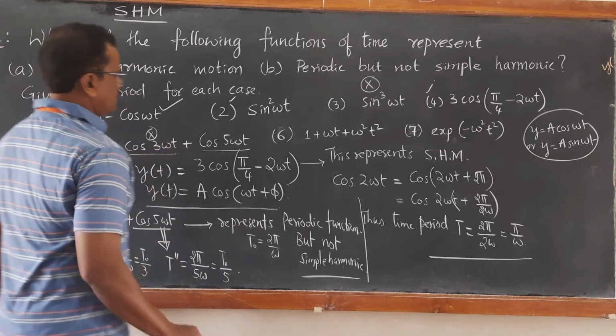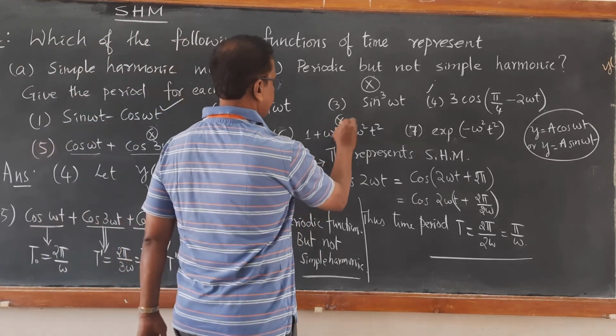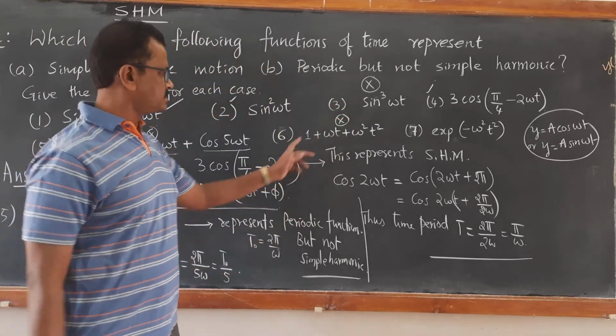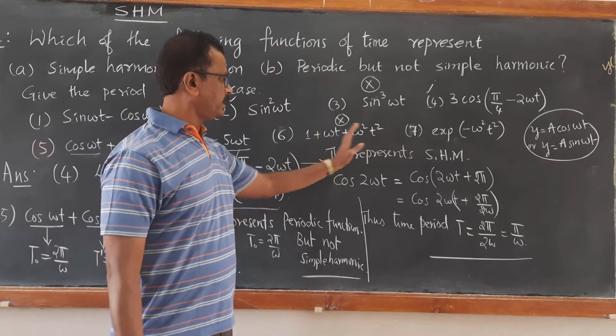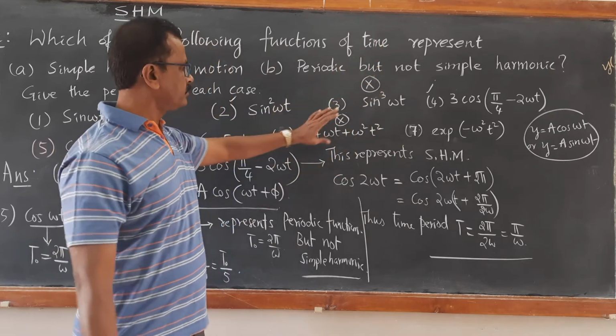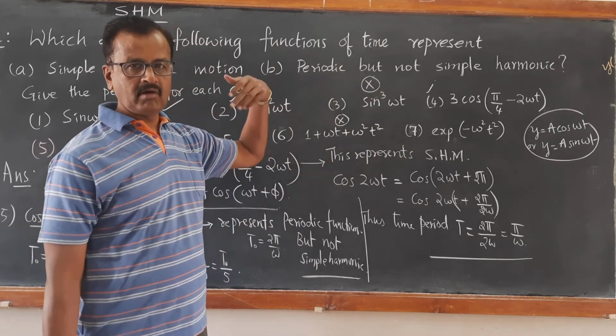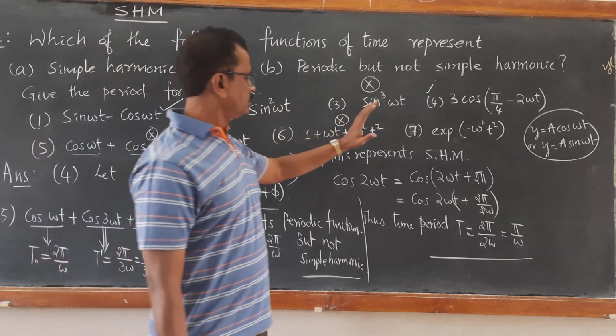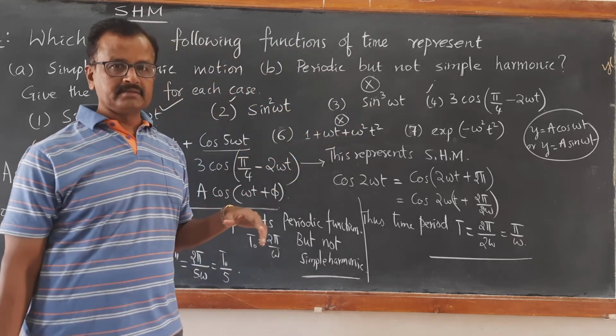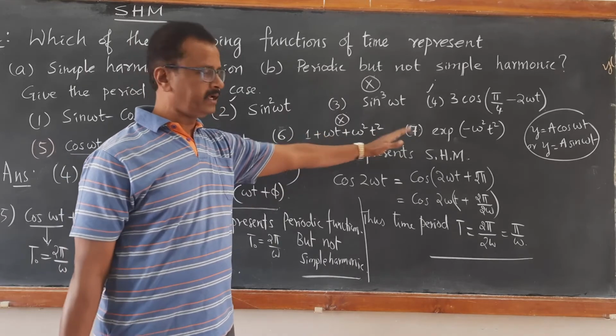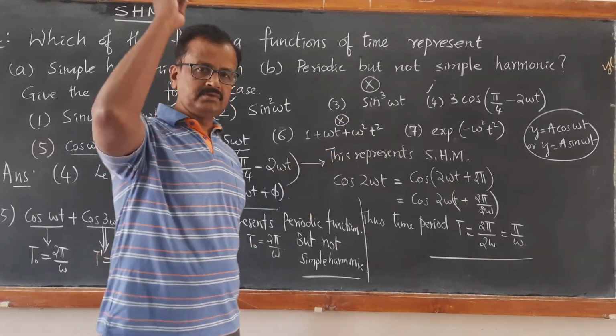Now, definitely this one is not periodic and not simple harmonic. As time t tends to infinity, this entire function tends to infinity. Therefore, it is neither periodic nor simple harmonic. Therefore, it is not repeating. As time t tends to infinity, this entire function also tends to infinity.